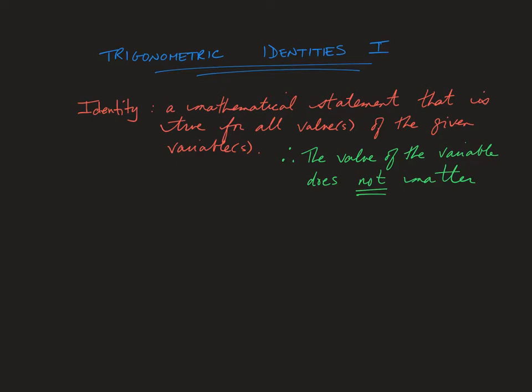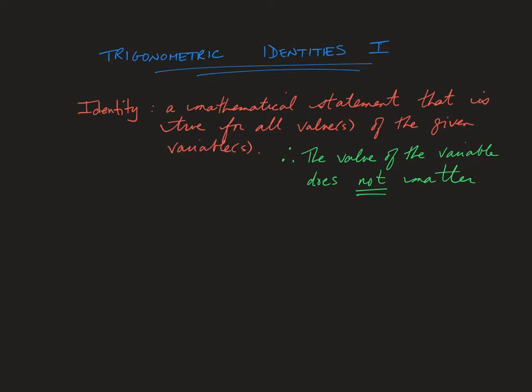And I don't necessarily always think that red definition makes the idea of an identity clear to you. But an identity is a mathematical statement that is true for all values of the given variables. And so if we were to reword that idea, what conclusion we really draw is that the value of the variable doesn't matter. Since it's true for all values of the variable, then we can almost ignore the variable to some extent.